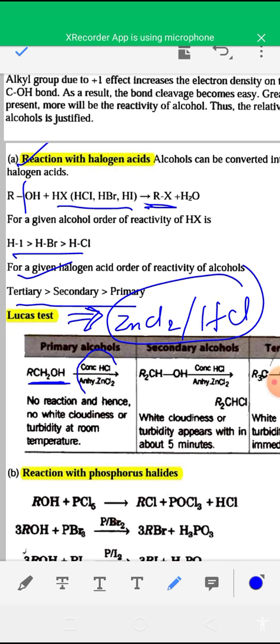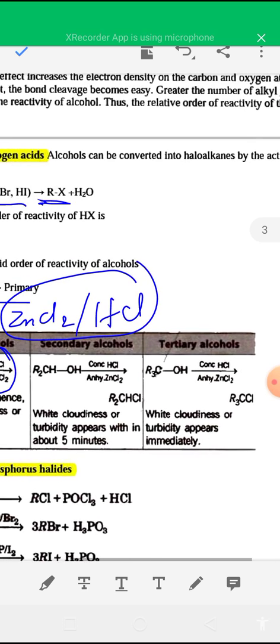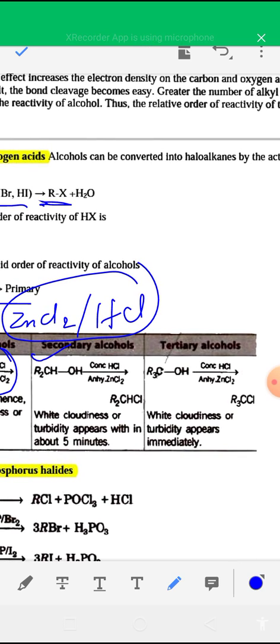Primary alcohol does not react with Lucas reagent, and no white turbidity is formed at room temperature. But when secondary alcohol, R2CHOH, reacts with Lucas reagent, that is anhydrous ZnCl2 and concentrated HCl, a white turbidity appears within 5 minutes due to formation of the substitution product R2CHCl.